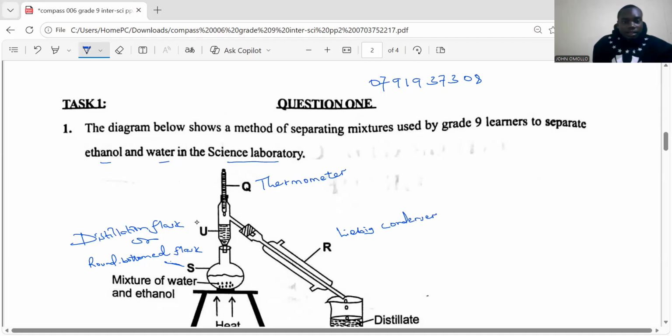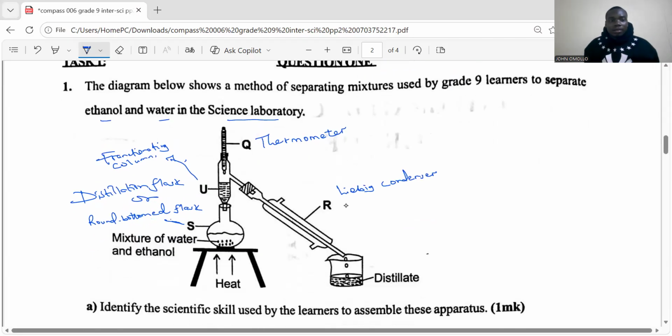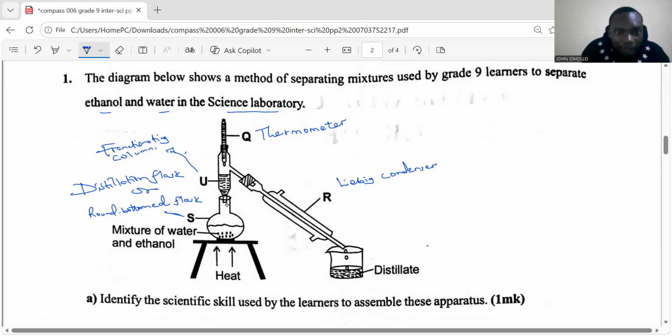U, this one is fractionating column, with broken porcelain. In fact, it is pointing at the central part. So that is broken porcelain. So that is what we have.